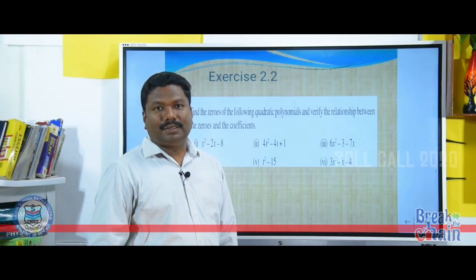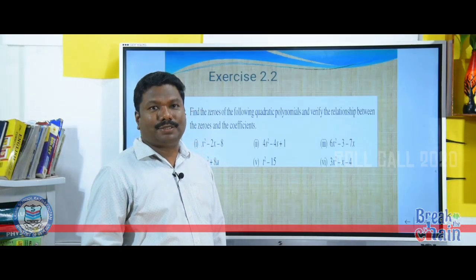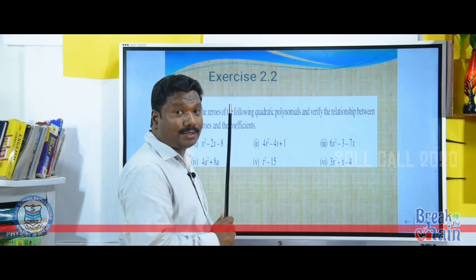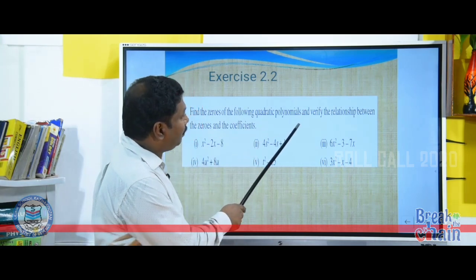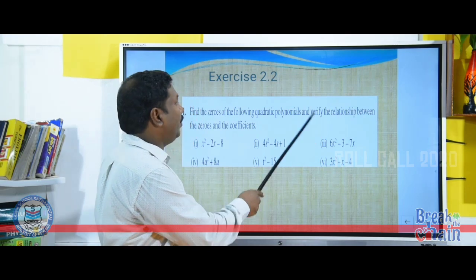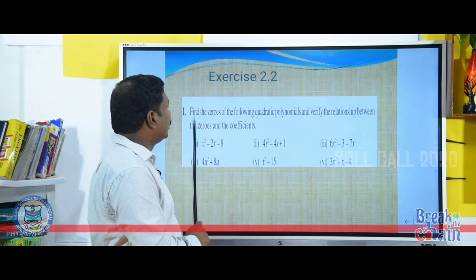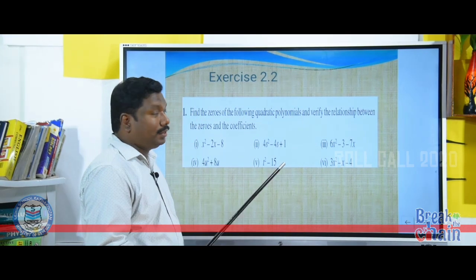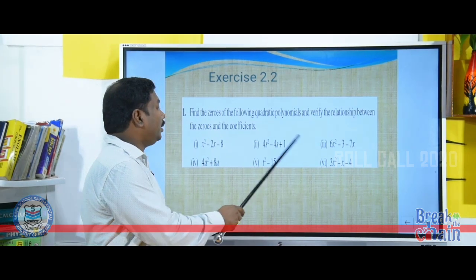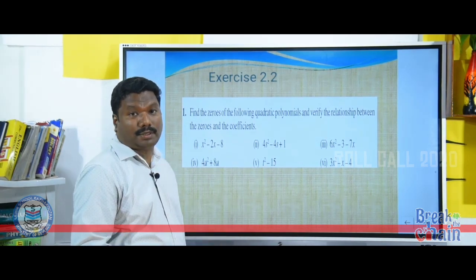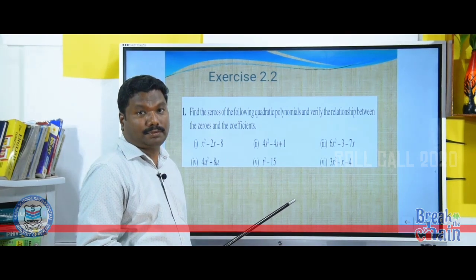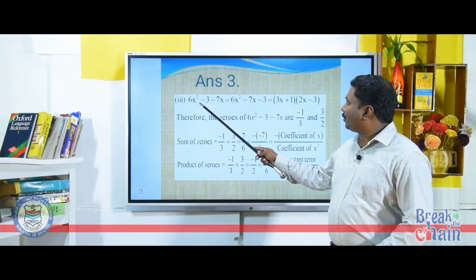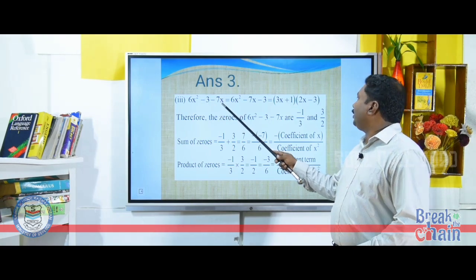Hi children, in your CBSE textbook exercise 2.2, the first question is: find the zeros of the following quadratic polynomials and verify the relationship between zeros and coefficients. There are six questions, and we can practice them one by one. The first question is 6x square minus 3 minus 7x.